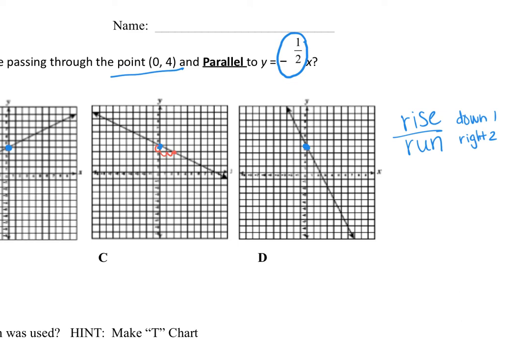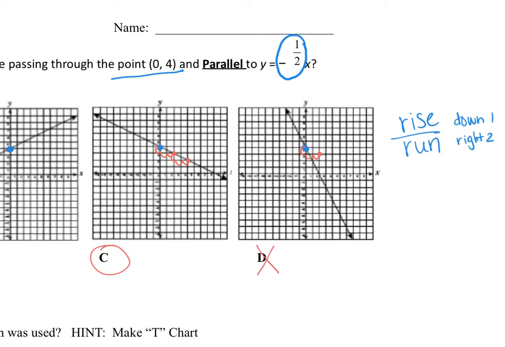Let's do one more just in case. Down 1 and over 2. Looks pretty good. Let's check answer D just to make sure. For answer D, we'll start at our point 0, 4 again, and we want to go down 1 and to the right 2. And you can see that line is not going through that dot. So answer D is out. Answer C is our correct answer.